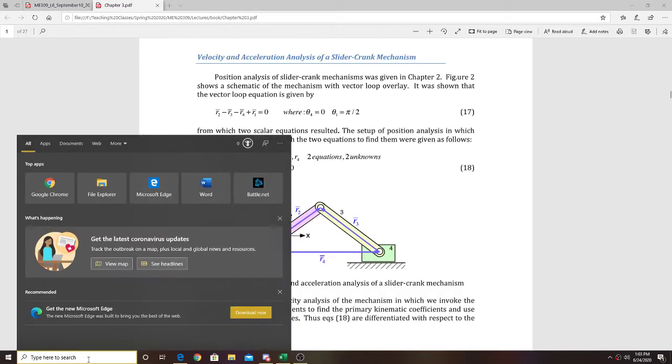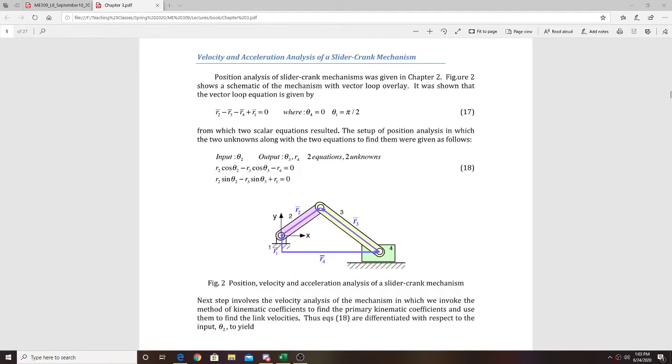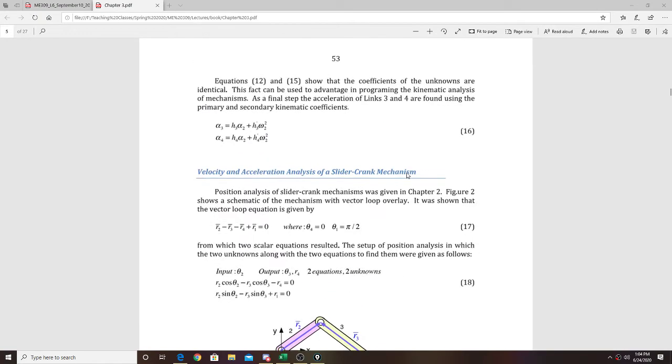Alright, so this is where we left off. This was the next question in the chapter. Let me get this off the screen. So, this was the next question in the chapter, right here. And so, this is where we were at yesterday.